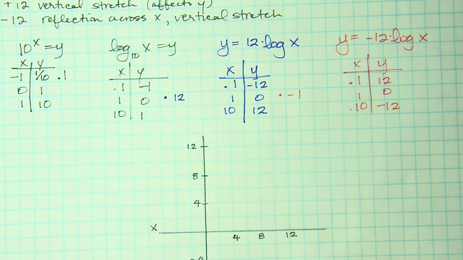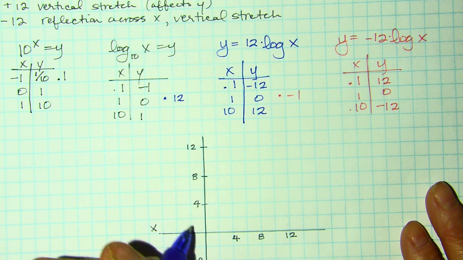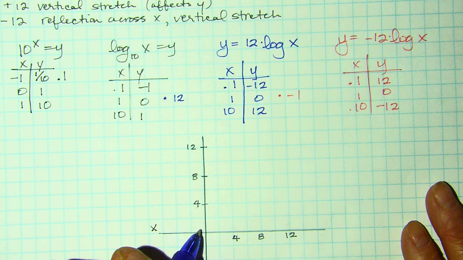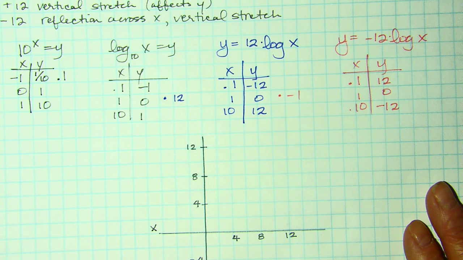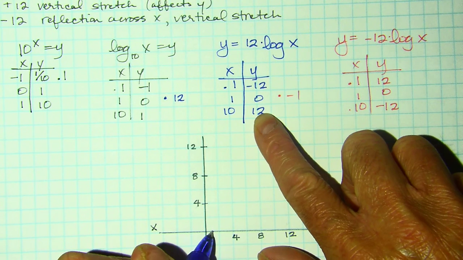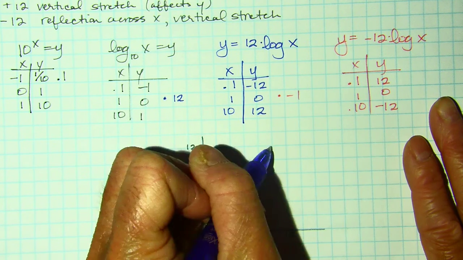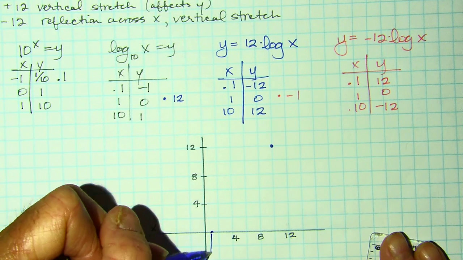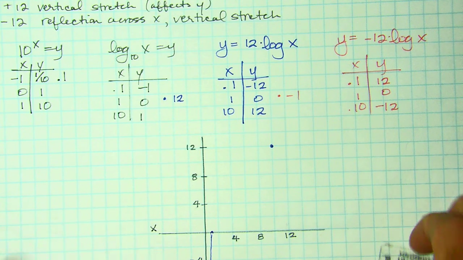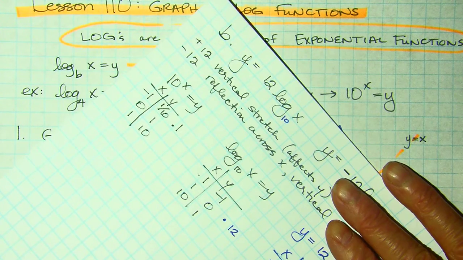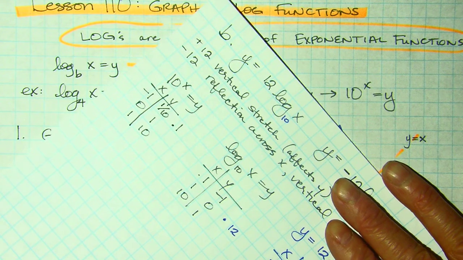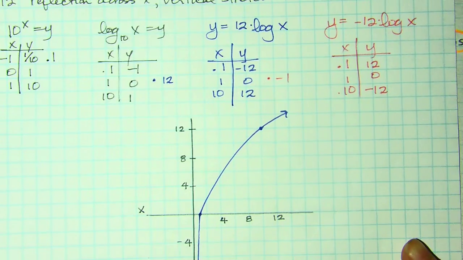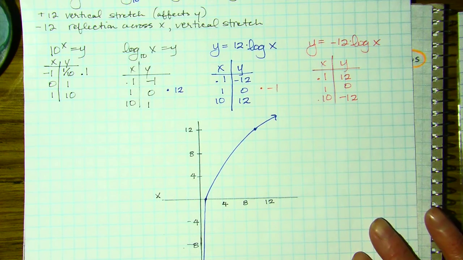So in blue, I have 0.1, and I gotta think about this. 0.1, sorry, and negative 12, 1, 0, and 10, 12. So this graph is very tall. That's because it was vertically stretched. So there is the y equals 12 times the log of x.